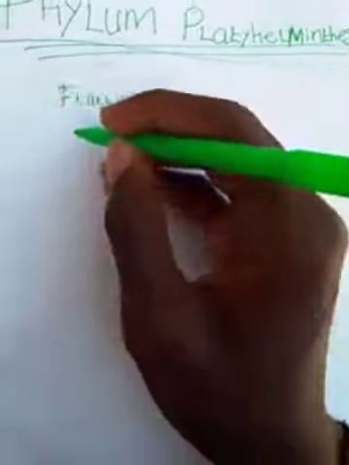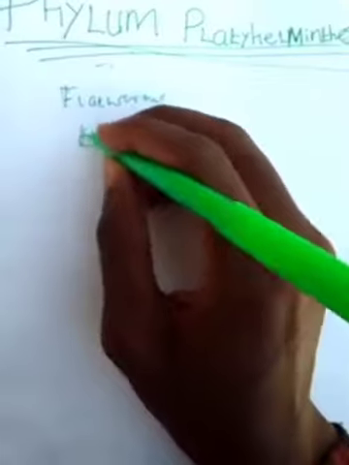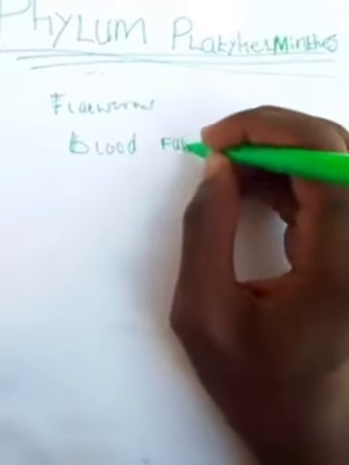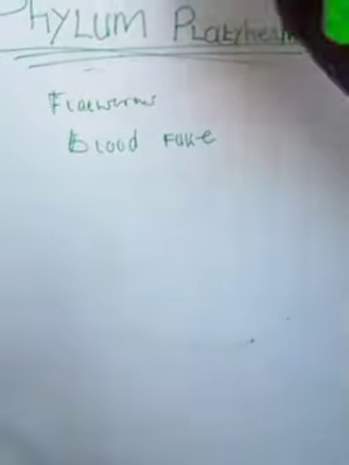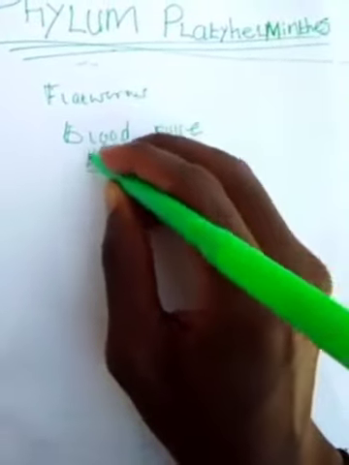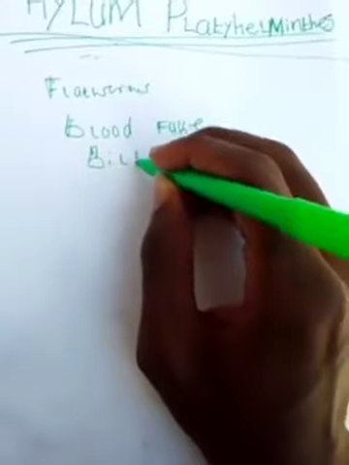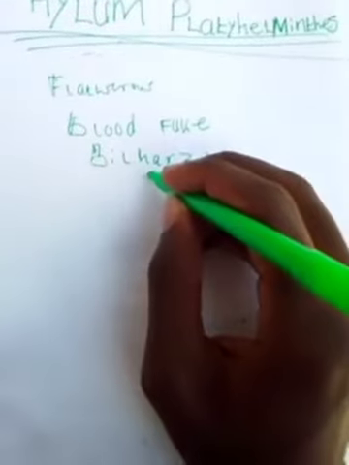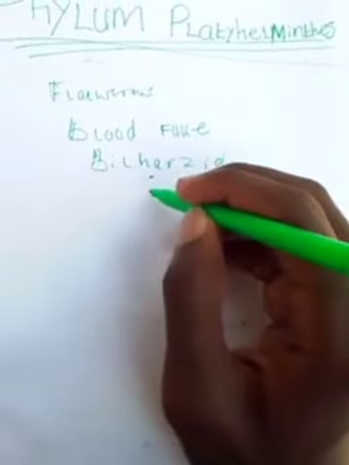An example is the blood fluke. So this is the worm that causes a disease called bilharzia. They ask about this. Okay, bilharzia.